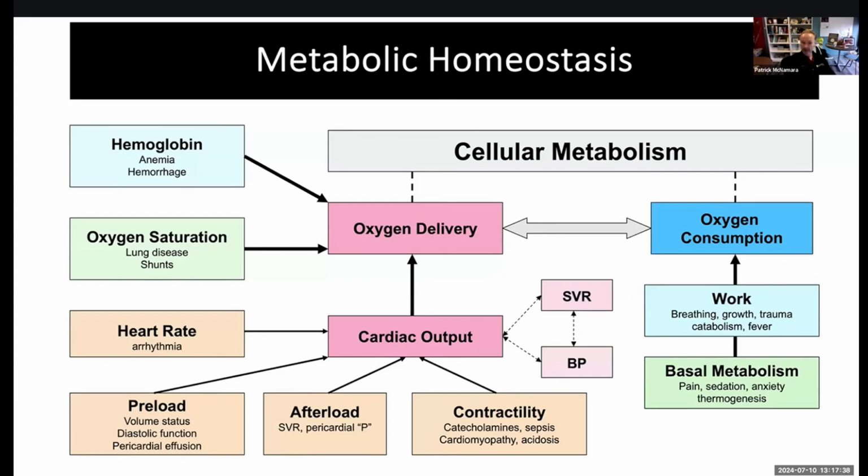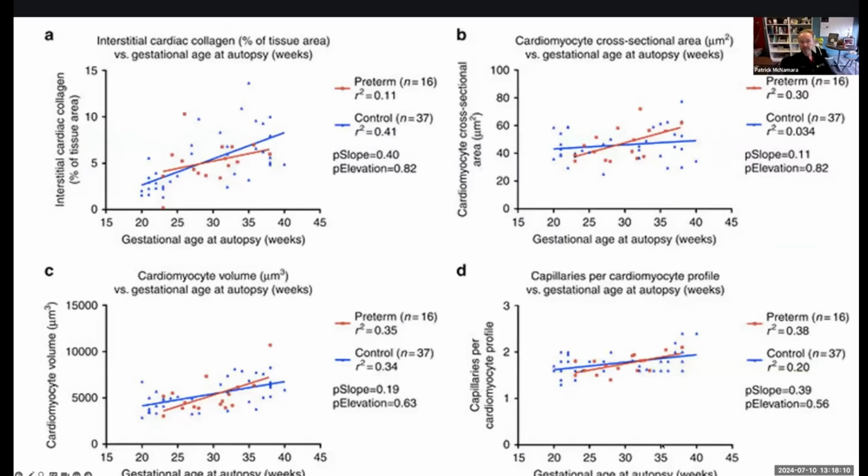And when you change the paradigm to cellular metabolism, you now need to think of oxygen delivery and oxygen consumption. Oxygen delivery is dependent on the adequacy of hemoglobin, lung recruitment, and cardiac output, which is influenced by heart rate, preload, afterload, and contractility. Blood pressure is important, but it is no longer the endpoint of interest. It is a symptom, an additional symptom or metric of cardiovascular homeostasis. And to better provide care, we need to think of all of these in continuum.